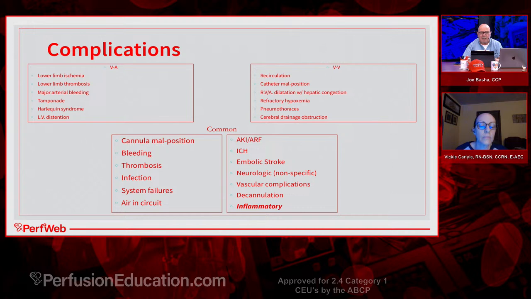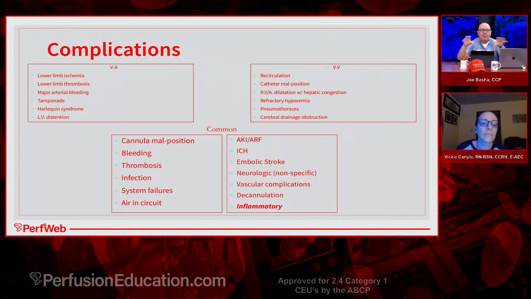In the common section, you have, of course, cannula malposition. That can happen in VA or VV. Now, I put it separate in the VV for obvious reasons. We're talking about a single cannula technique. Bleeding is common. Thrombosis is common. Infection is common. Systems failing is common. Air in the circuit is common. Not that it happens commonly, but it's common to both. I want to make sure I'm clear on that.